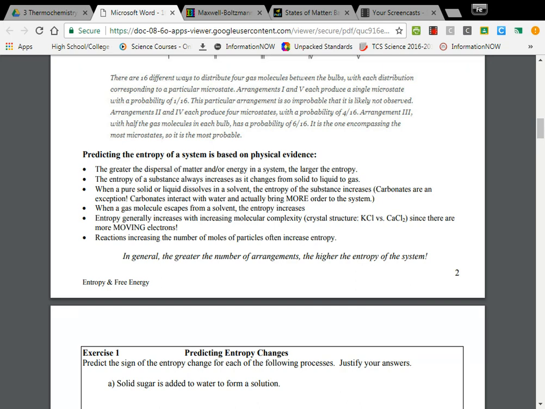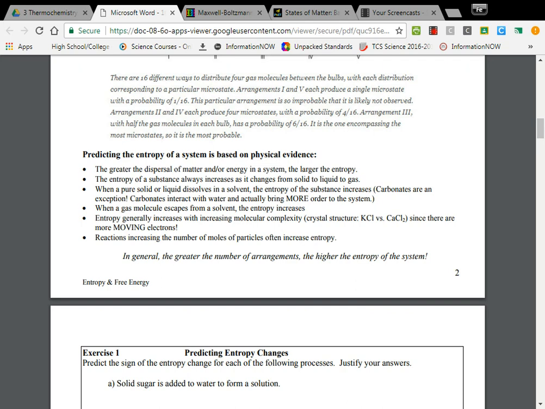So what is going to be a greater dispersal of matter? Is it going to be 4 moles of gas just dispersed all around here, or is it going to be 2 moles of gas dispersed around here? Which would be happening here? If I go from 4 to 2 moles of gas, am I going to increase my entropy or am I going to decrease my entropy?